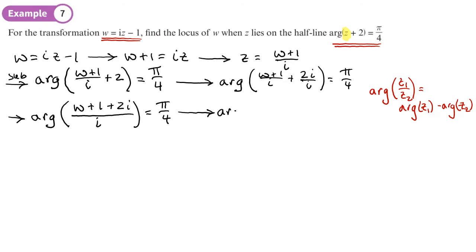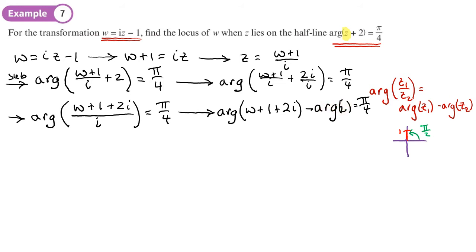So the argument of z1, which is w plus 1 plus 2i, minus, because it's a divide, the argument of i, equals pi over 4. Now what is the argument of i? Well, if we were to draw i on an Argand diagram, that's just here. So that is an argument of pi over 2, 90 degrees. So I can replace this with pi over 2. The argument of i is pi over 2.